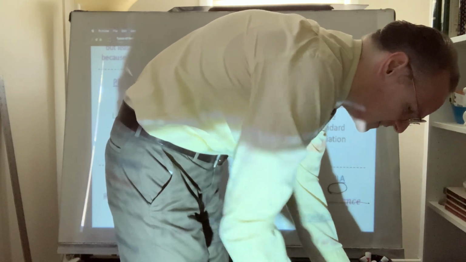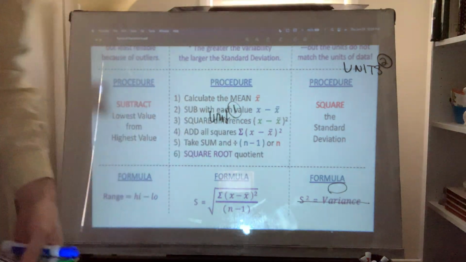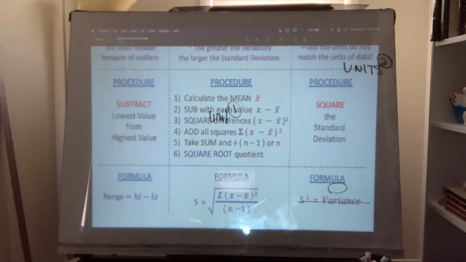Let us look at these word problems that I have here, all right, to get your feet wet.